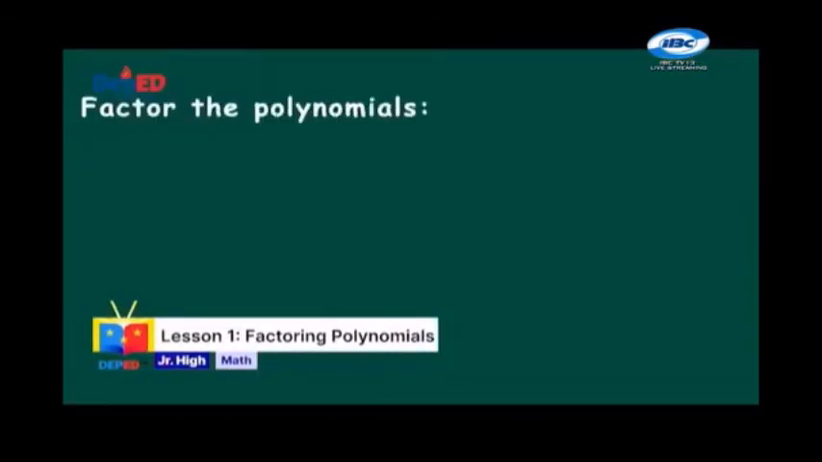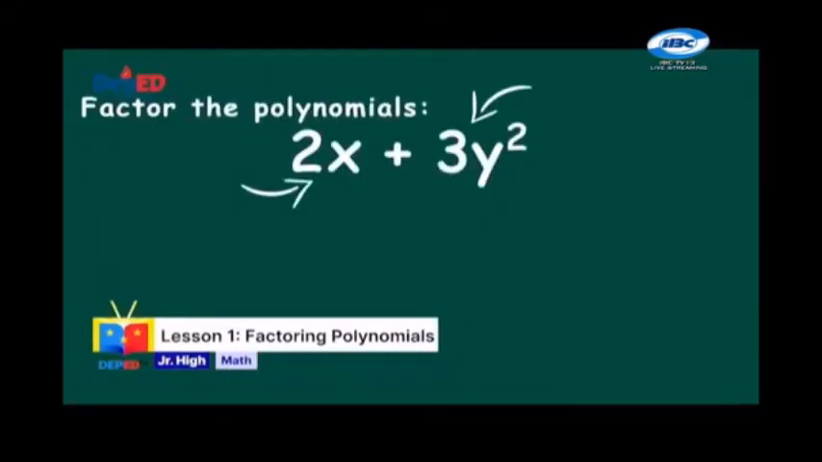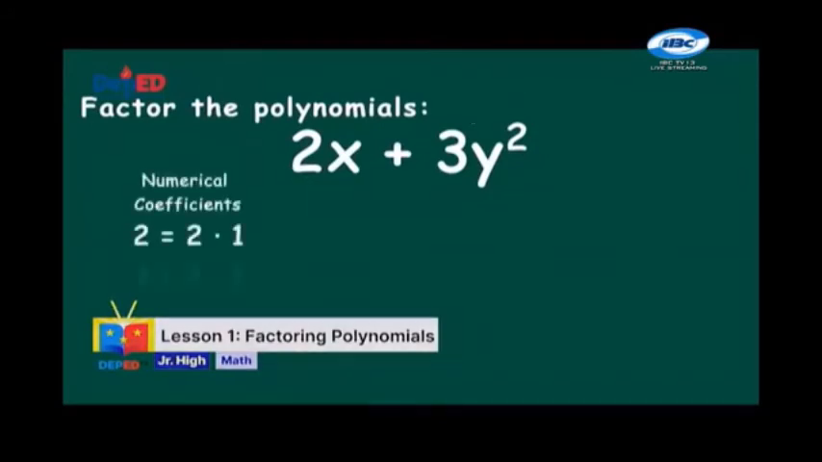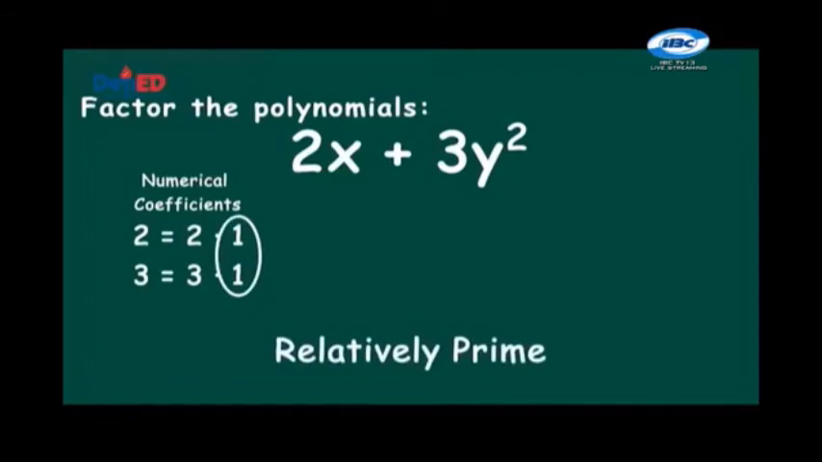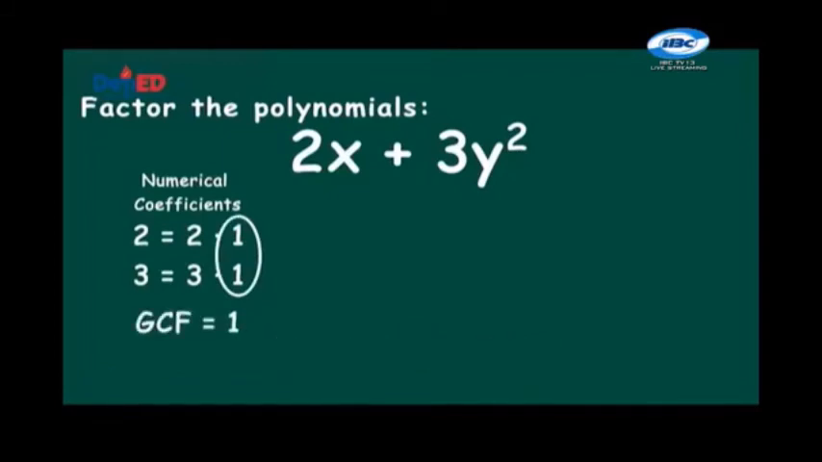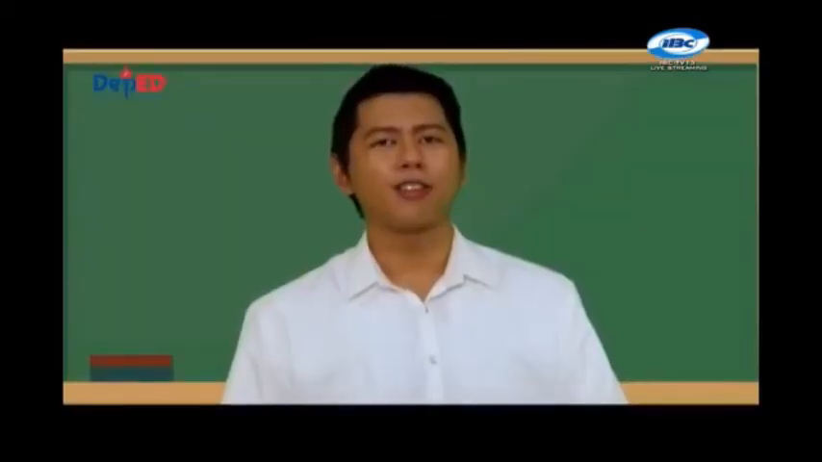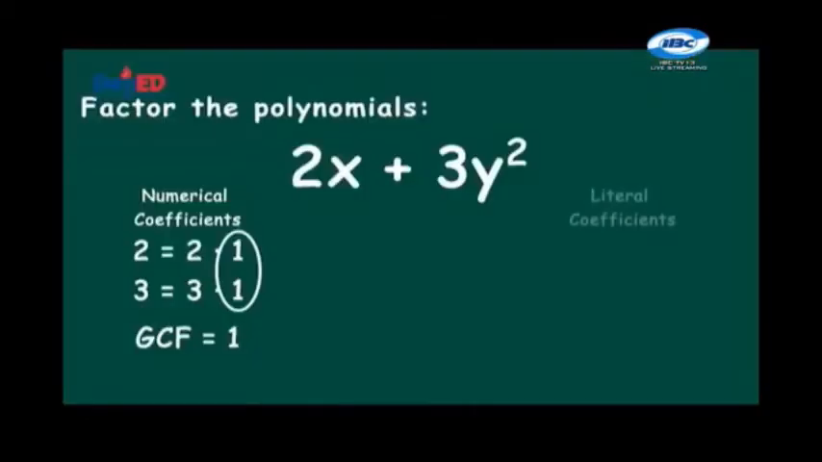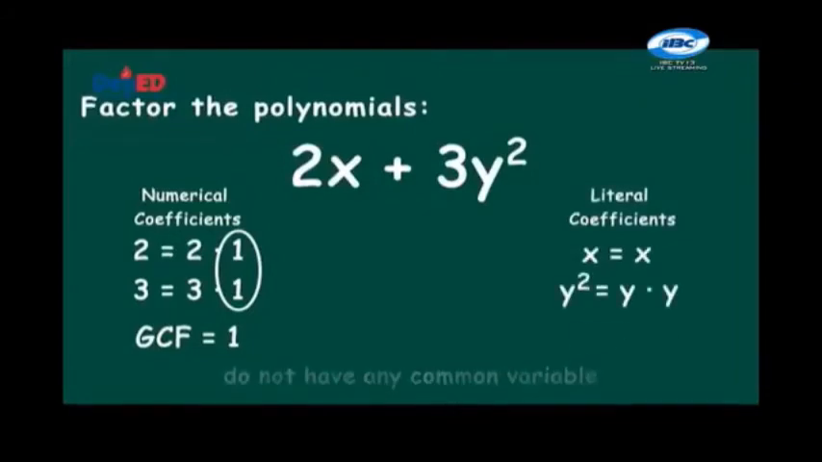Get the factors of 2x plus 3y squared. What is the greatest common factor of 2 and 3? Since these numerical coefficients and constant are relatively prime, the greatest common factor is 1. How about the literal coefficients? They do not have any common variables. Hence, the greatest common factor is also 1.